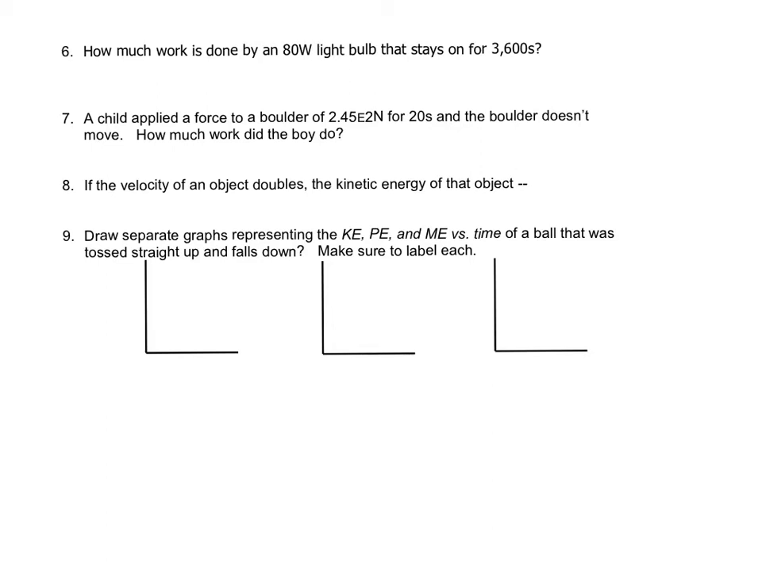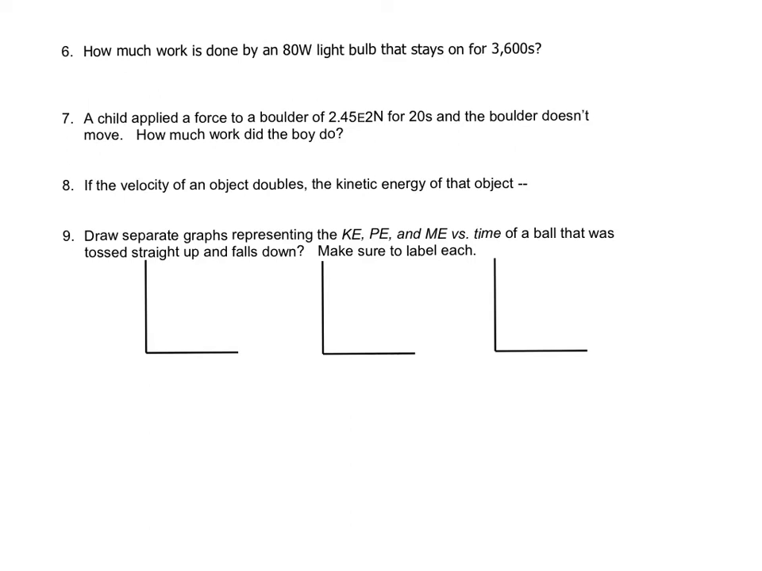Okay, number 5. Johnny weighs 4.5 times 10 to the second newtons. So what this tells me here is his weight. This is F or FW. He climbs a flight of stairs that are 15 meters tall. In 10 seconds, I want to know how much work he did.